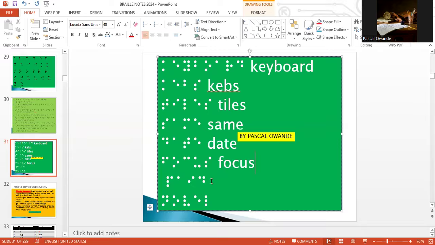The seventh one, we have dot 1, dot 2, dot 3, dot 4 for P, dot 1 for A, dot 2, dot 4 for I, dot 1, dot 4, dot 5 for D. The word is paid.